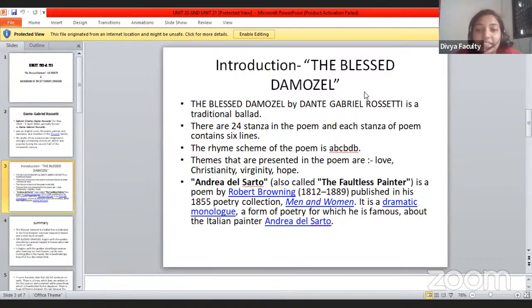The themes presented in the poem are love, Christianity, virginity, hope. Remember that. For every answer, if you are reading any poem, you have to elaborate first, who wrote that poem. Second, when he was born and when he died, it is very important. Third, what kind of poet he is. There are some poets who are dramatists. Some are satirist poets. Some write in lament form. Lament form means elegy. Elegy is like sorrowing poems. So you have to remember what that poet is about, what he is exactly writing in the poem. Then the themes that are present.